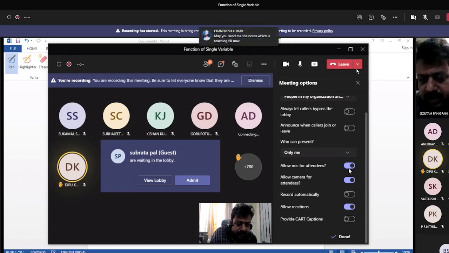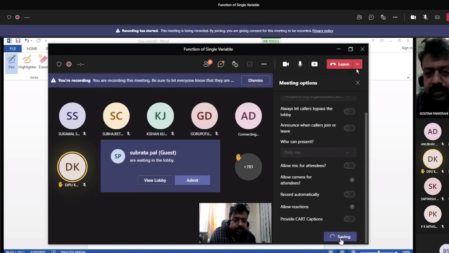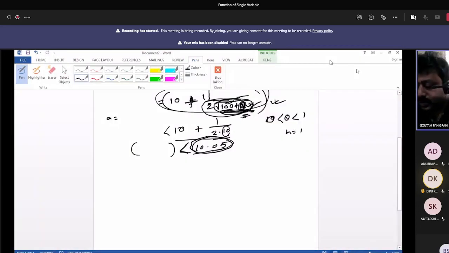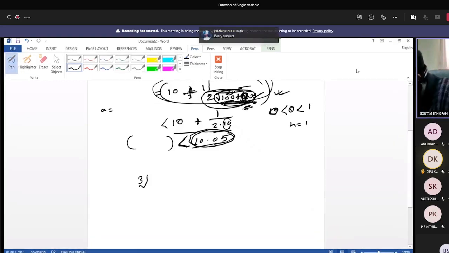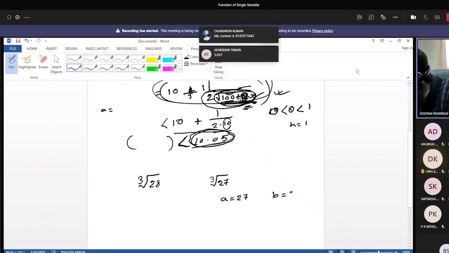So now I am giving one another example. Suppose you have to prove cube root of 28. Now cube root of 27 is known to you. Then you just consider the interval a is equal to 27, b is equal to 28.